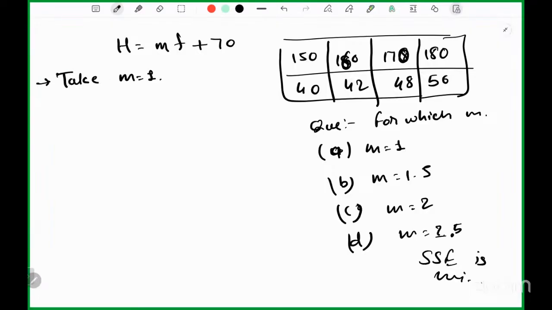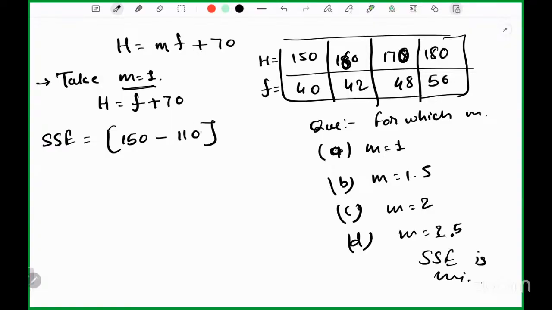If you take m is equal to 1, then h is equal to f plus 70. Just substitute the value of m over here. The expression will become h is equal to f plus 70. These are the values of h and these are the values of f given in the question. So here you can calculate SSC for m is equal to 1. SSC will be 150 minus (f plus 70), so 40 plus 70, that will be 110, the square.